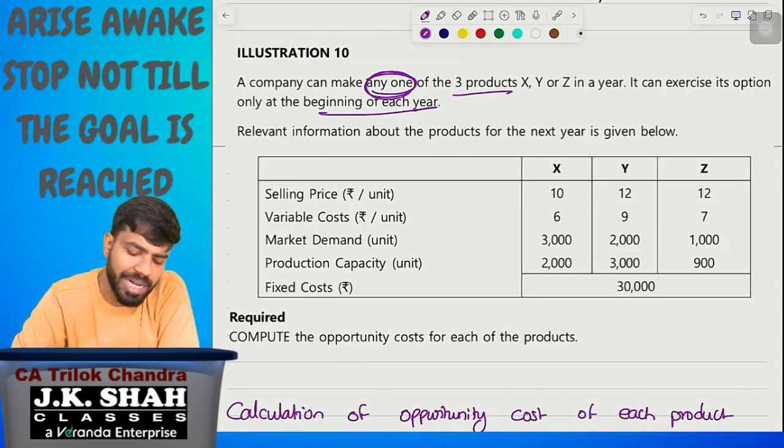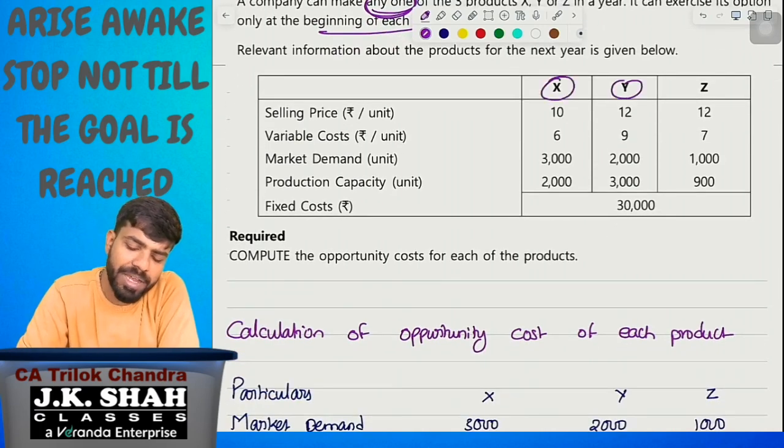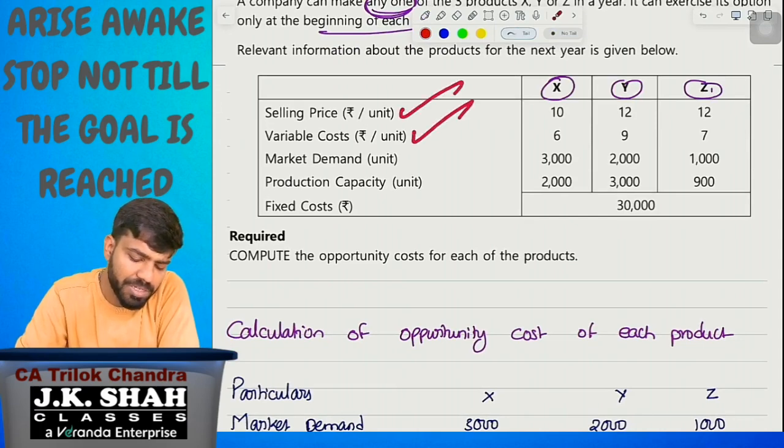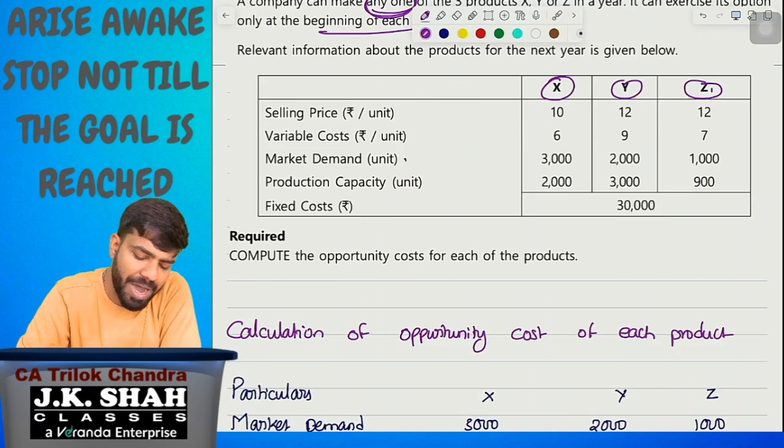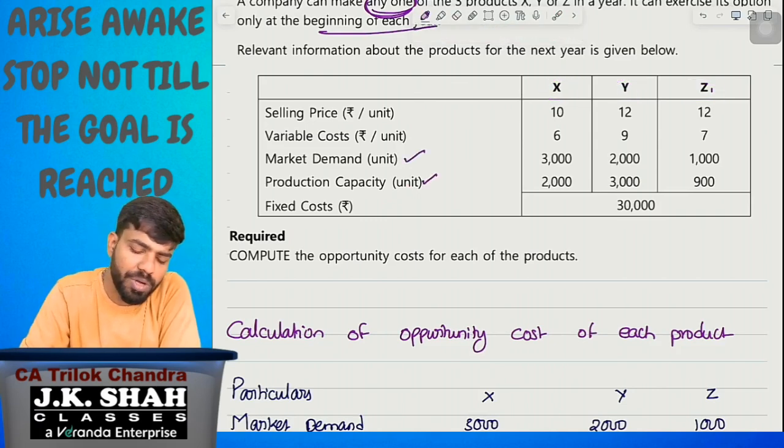Okay, now look here. Relevant information about the products for the next year is given below. They have given X, Y, Z. They give selling price, variable cost, market demand, production capacity, and fixed cost. Let us understand these two points first: market demand and production capacity. Look at the product X, only product X.